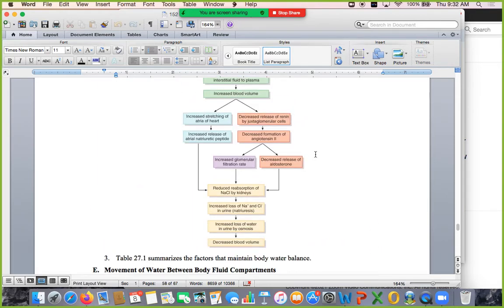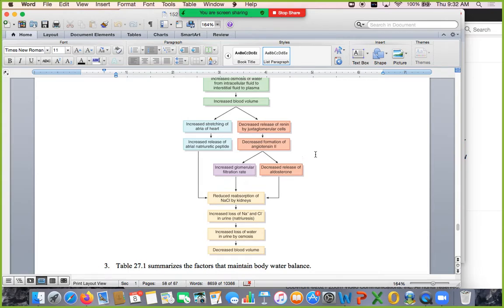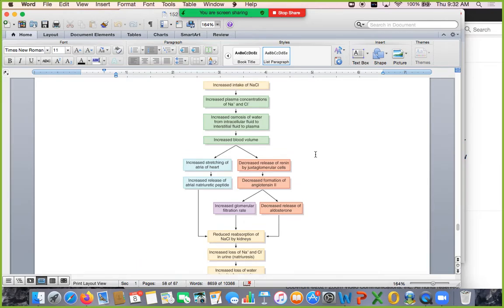All right, so this is also talking about another factor for water balance, where it has to do with your salt concentrations, right? Because really what you're looking at when you're looking at percentage of water is how much free solute is in the water. So we're going to be looking at our salt concentration. And if we have an increase in our salt intake, that increases our plasma concentration of sodium and chloride, which increases the osmosis of water.